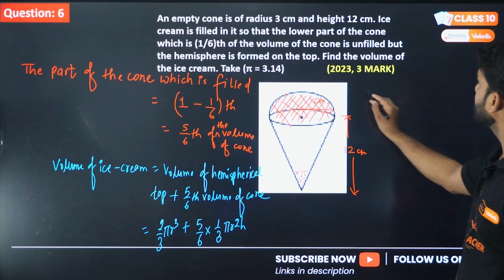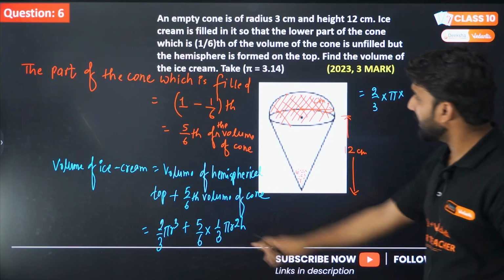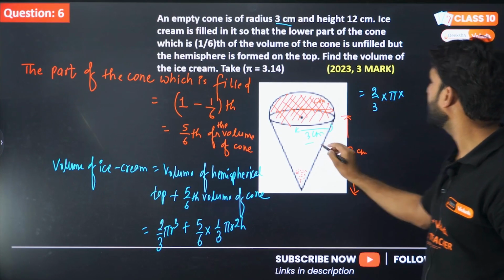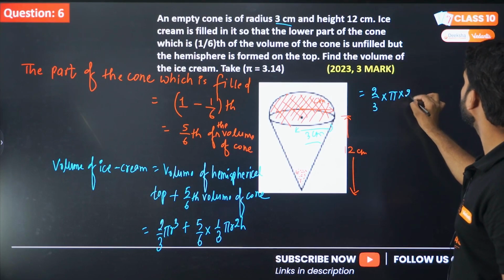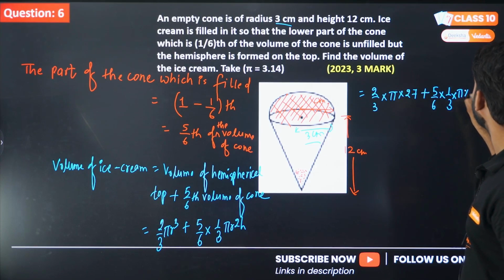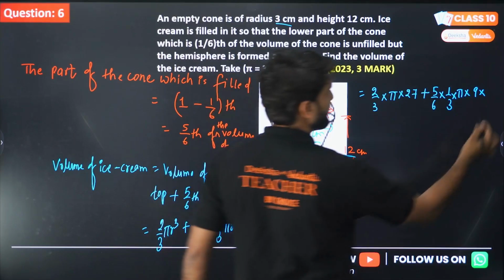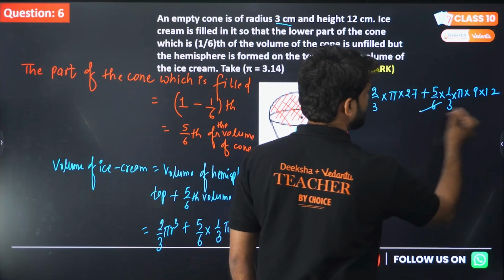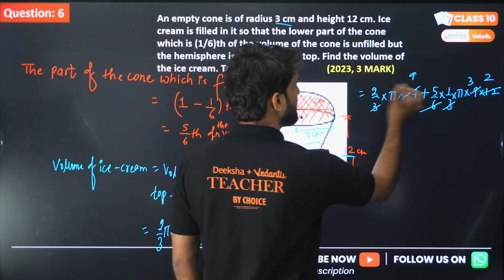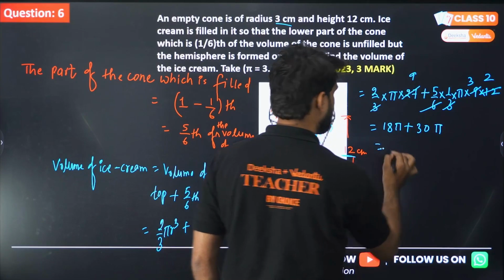Now solve. I'm solving here. So this will be 2/3 pi r cube. I'm leaving pi as it is, and r cube. R is the radius, which is 3 centimeter. So the cube of 3 will be 27, plus 5 by 6 into 1 by 3 into pi and r square h. R is again 3, so square of 3 will be 9, and the height of the cone is 12, so I'm putting 12. Now solve this. 6 2s are 12, 3 3s are 9, and here 9 will cancel 27, 9 2s are 18, this is 18 pi, plus here 5 3s are 15 and 30 pi. So we can write here 18 plus 30 will be 48 pi.